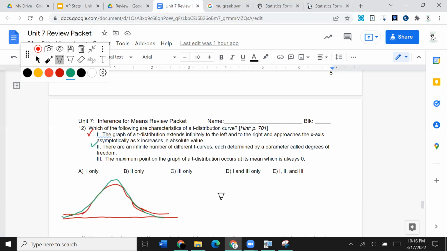The maximum point on the graph of a t-distribution occurs at 0, and they're always going to be centered at 0. So that is also true. Just like a normal distribution, when it's converted to z-scores, is always centered at 0, so is a t-distribution. So all 3 of those are true.